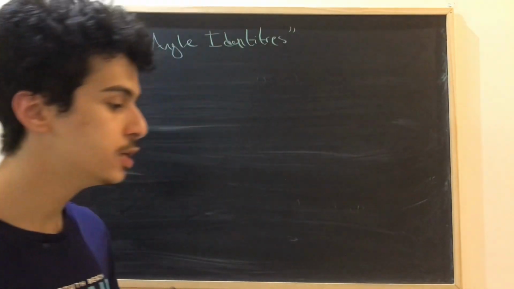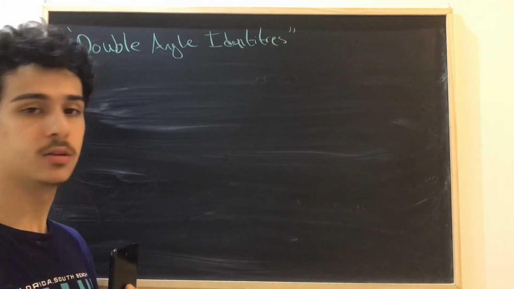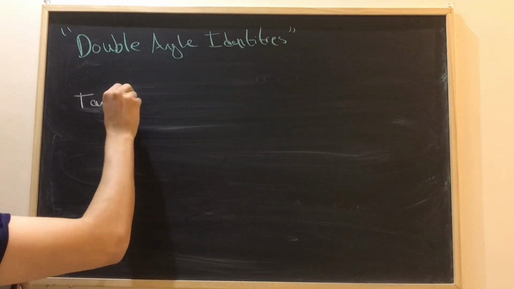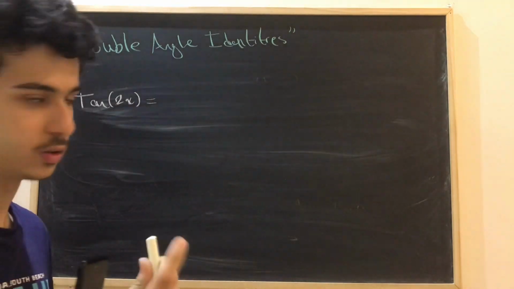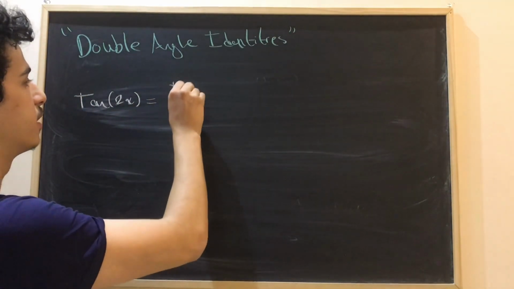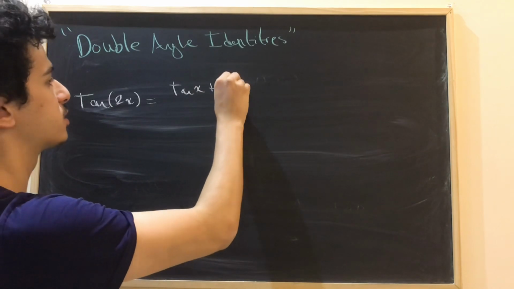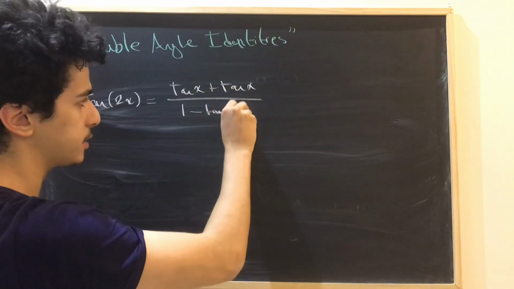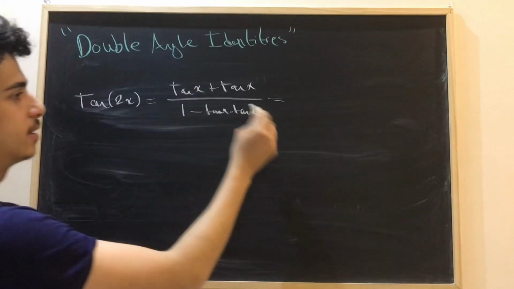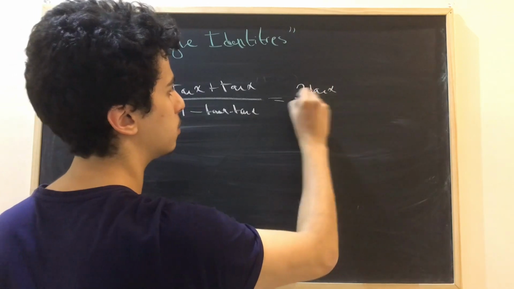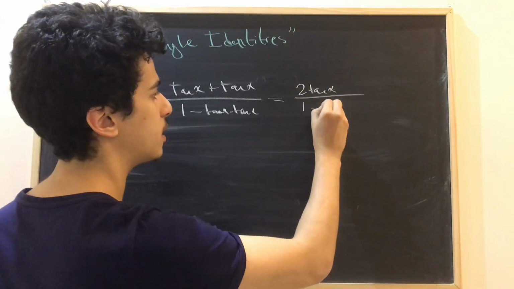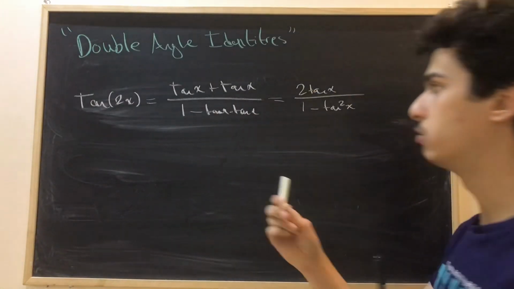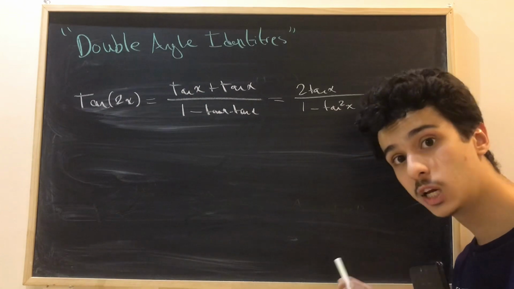We proved the double angle identity for sine and for cosine. We're left with tan. We have tan of 2x, and according to the identity, we'll get tan x plus tan x over 1 minus tan x times tan x. Simplifying, these add up to 2 tan x. These multiply to 1 minus tan squared of x, and that's it. It's as simple as that. We have the double angle identity for tangent.